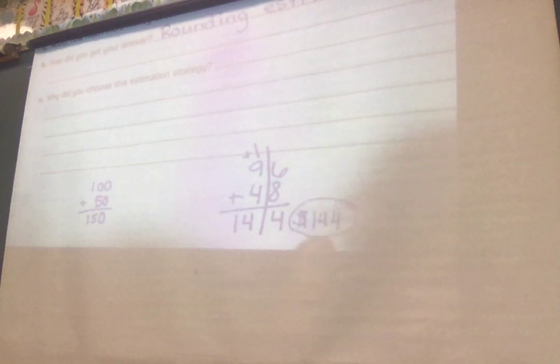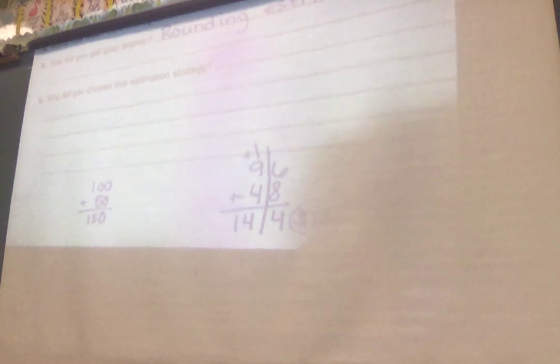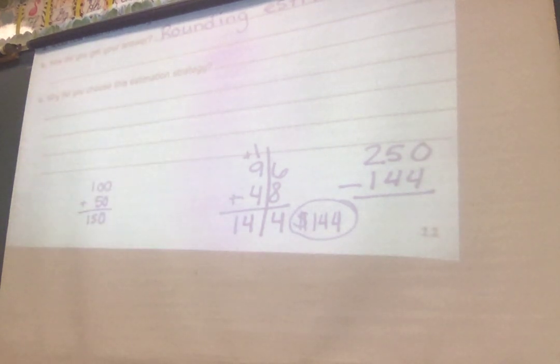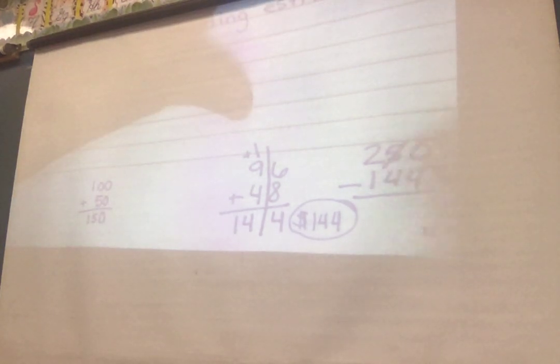What are we going to do with this answer? This is how much money she has saved. We want to find out how much more she needs. Go ahead, Elijah. Subtract. So we know she needs 250. We know she now has 144. Let's subtract. If it's bigger on the bottom, I have to borrow. I'm borrowing from my 5. My 5 becomes a? 4. My 0 becomes a? 10. Why does it become a 10 and not a 1?